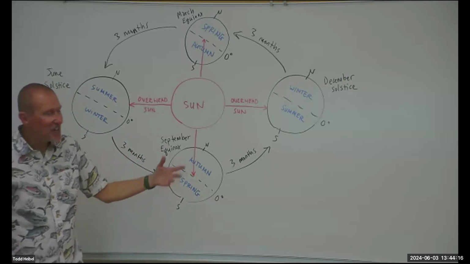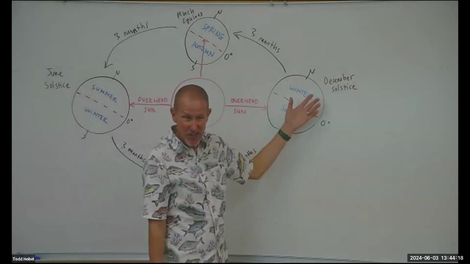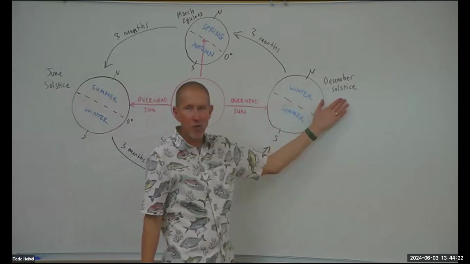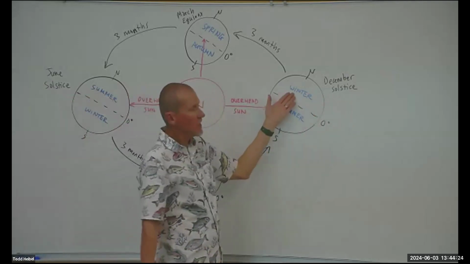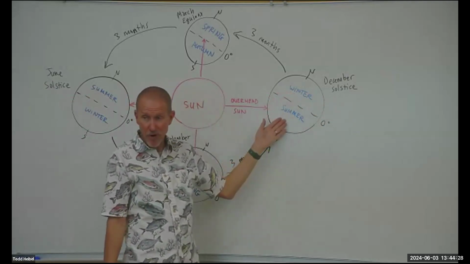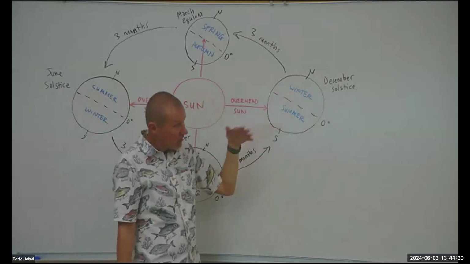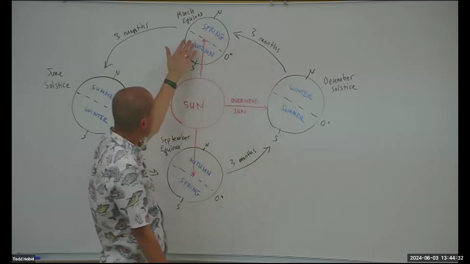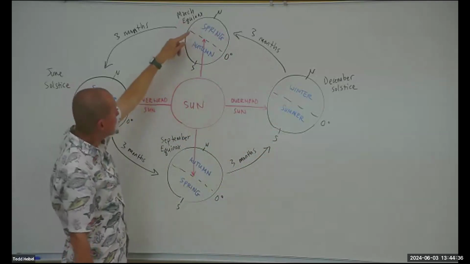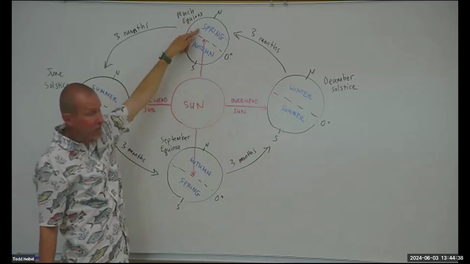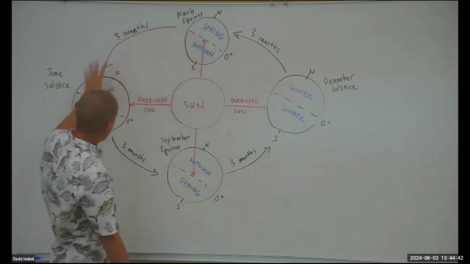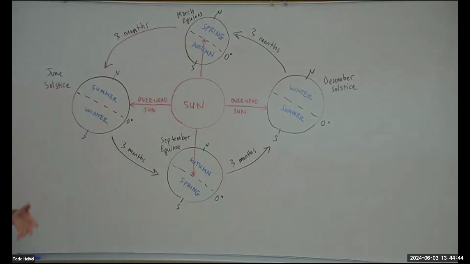3 months later, we go to the other solstice. Now we're 6 months away from the June solstice. Now we're at the December solstice. It is now winter for us in the northern hemisphere and summer for our friends in the southern hemisphere. And then 3 months later, we're back to another equinox. This time it's the March equinox, spring for us in the northern hemisphere, autumn or fall for our friends in the southern hemisphere. And then 3 months later, we're back to the June solstice and we do it again.